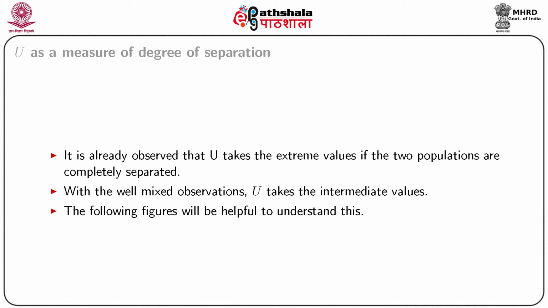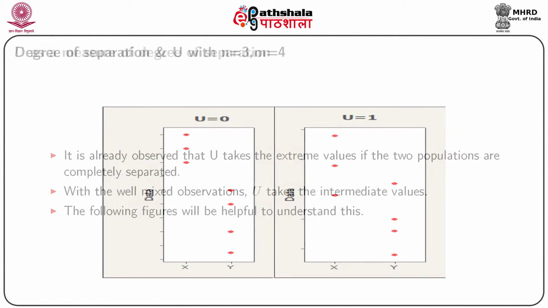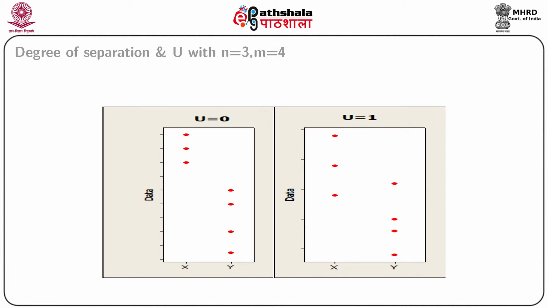We have already seen that U takes the extreme values if the two populations are completely separated, and with well-mixed observations, U takes intermediate values. The following figures will be helpful to understand these. Suppose we have 3 x observations and 4 y observations. We have prepared an individual value plot for both the populations. For the first figure, all the x observations are larger than those of y's and hence U equal to 0. In the second figure, we find one x less than the highest y observation and hence U equal to 1.